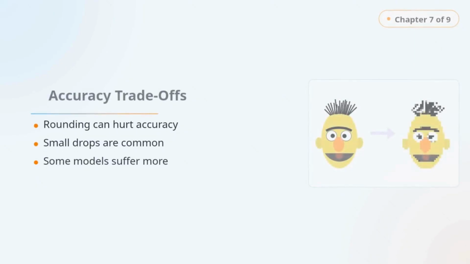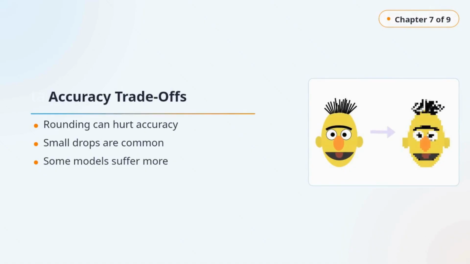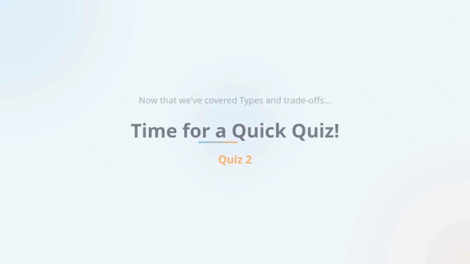Quantization is useful, but it is not free. Since weights are rounded into lower precision values, accuracy can drop. In many cases, a drop of around 1% may still be acceptable in industry. But some models, especially ones with wide dynamic ranges or architectures like BERT, may lose more accuracy and need extra care. Now that we've covered types and trade-offs, let's test what we've learned so far.